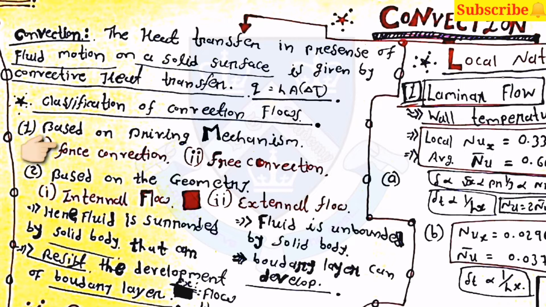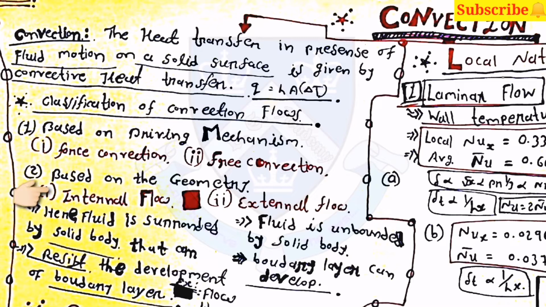Then classification of convection flows. First one is based on the driving mechanism: forced convection and free convection. Then based on the geometry, there are two types: first one is internal flow and the second one is external flow.